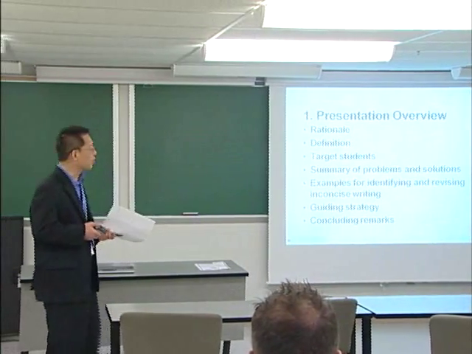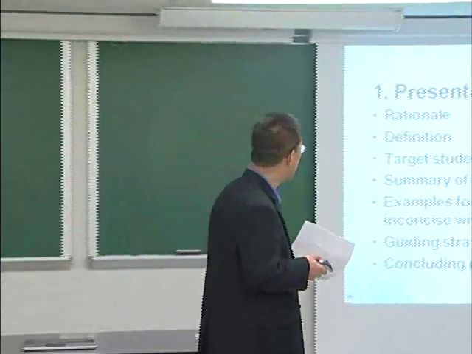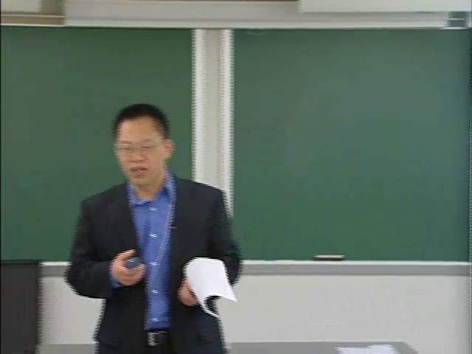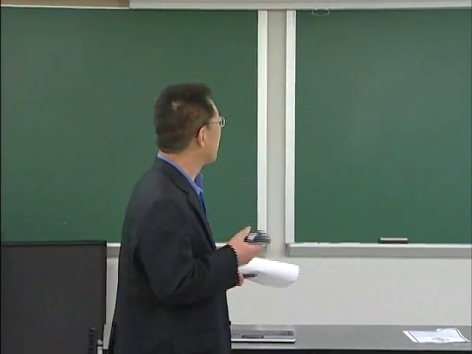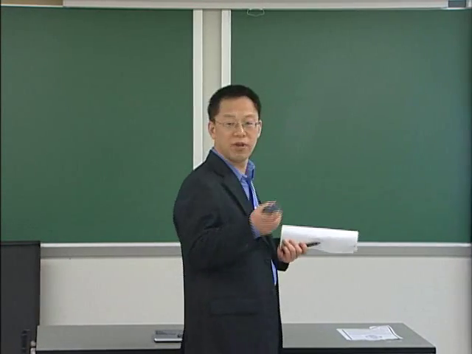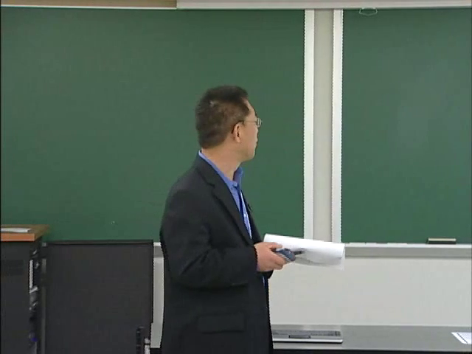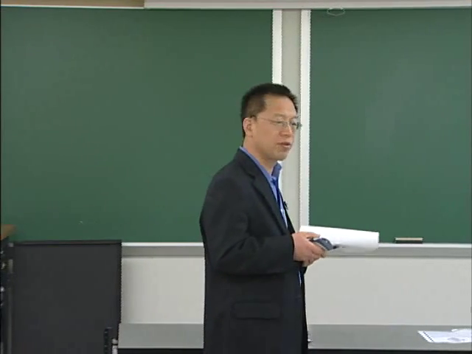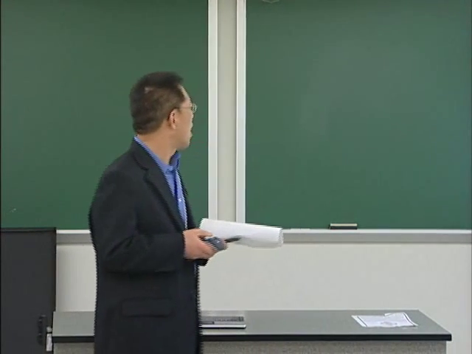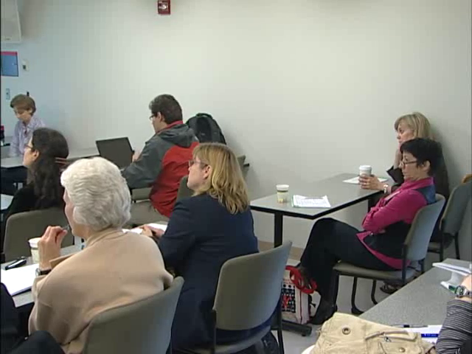Now here is a quick overview of the presentation. I'll start with rationale and then explain the definition, defining conciseness, and explain the targeted students. And then I'll move to a summary of the problems and the solutions, followed by illustrations of sentences taken from students' essays to illustrate the problems and the solutions. And I will end the presentation with a guiding strategy and concluding remarks.